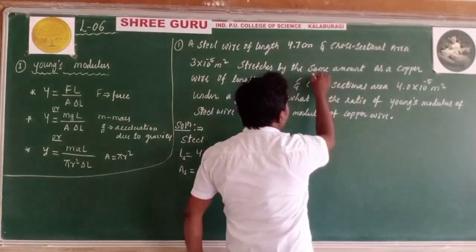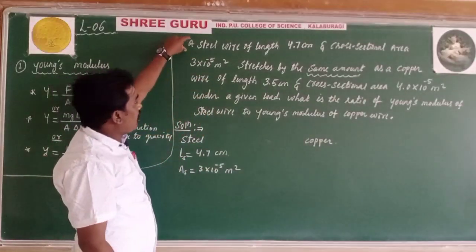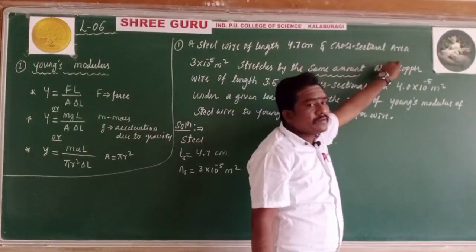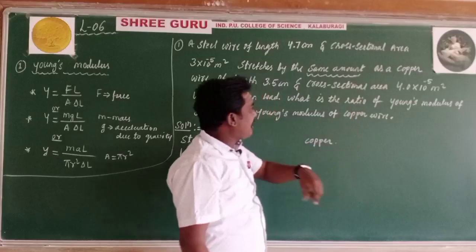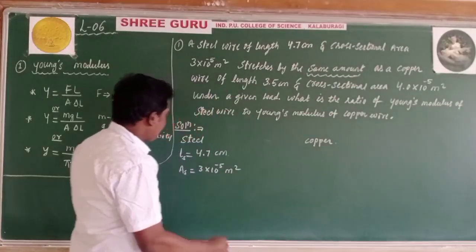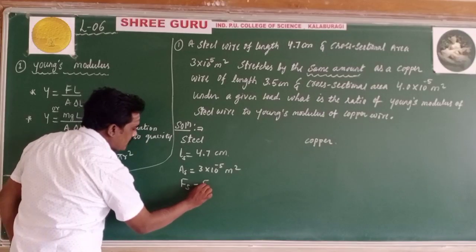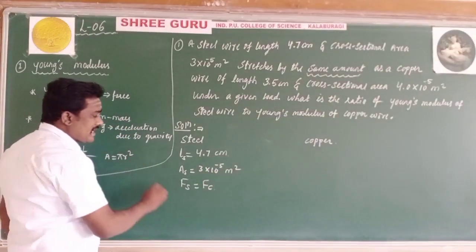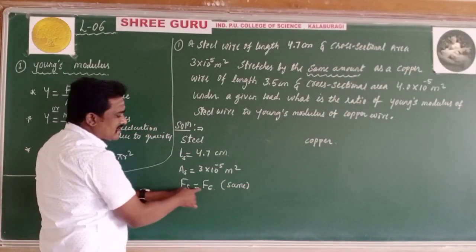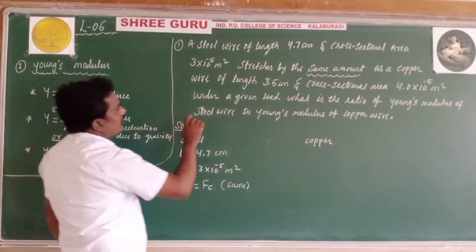Stretches by the same amount. This is very important. Stretches by the same amount means that however much the length changes in the steel wire, that much it changes in the copper wire also. Same amount means that it may be in the form of force or in the form of mass. Here the force on the steel rod is equal to the force on the copper. The load is same. The force applied on the steel rod and the force applied on the copper rod are both the same.